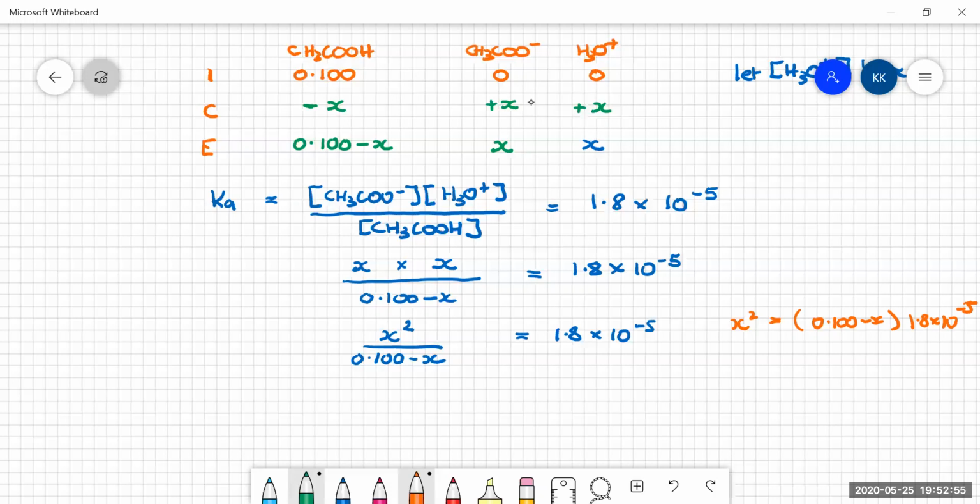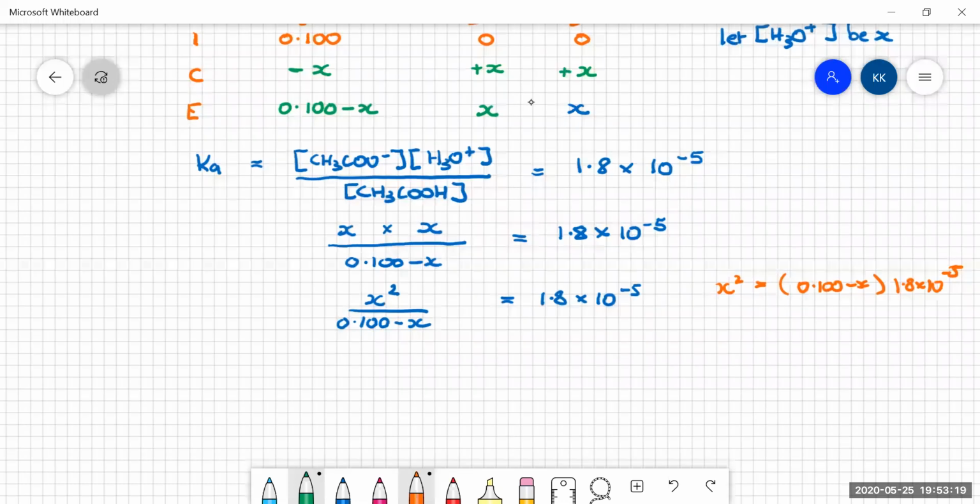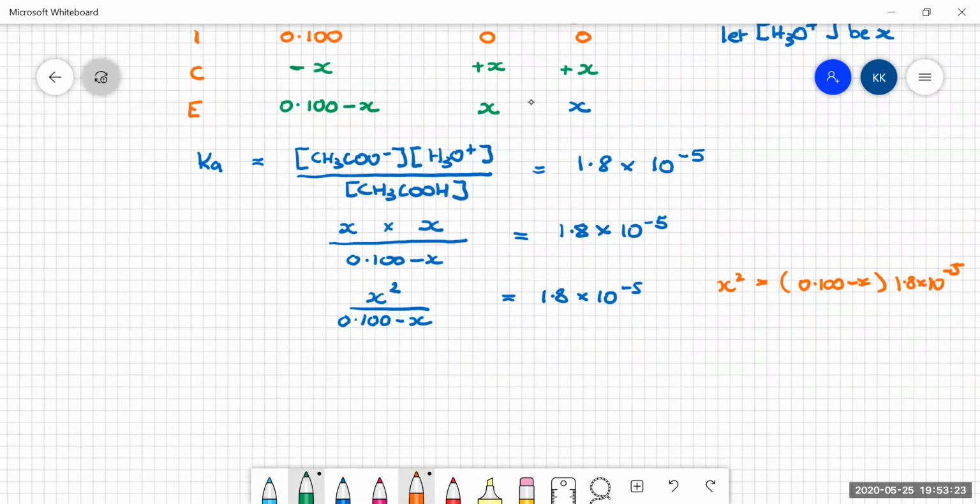So what we actually do is we notice that because the position of equilibrium lay well to the left, x is going to be tiny. I mean, have a look. The value of this equilibrium constant is 1.8 times 10 to the minus 5. x is mighty small. So what we're going to do here is notice that for the purposes of the order of magnitude that we're dealing with, 0.100 minus x is approximately equal to 0.100. And that's because x is so small.